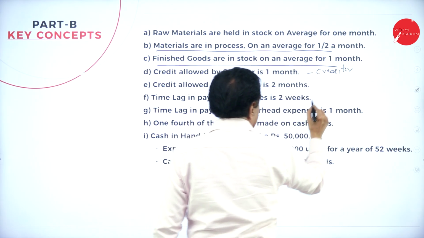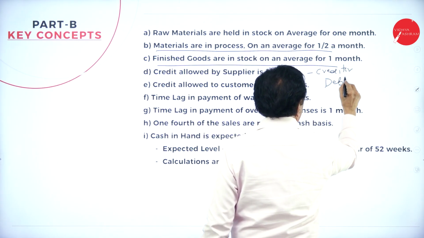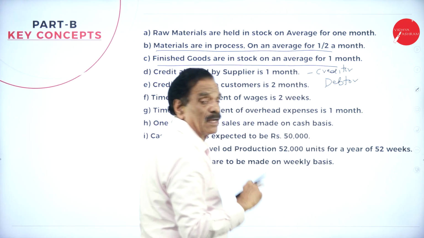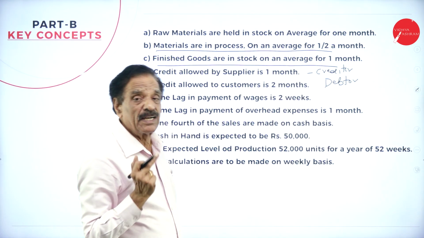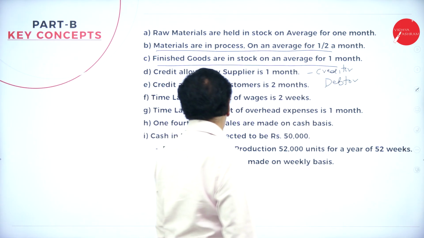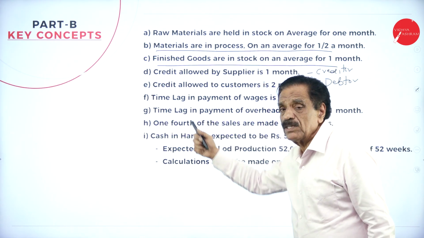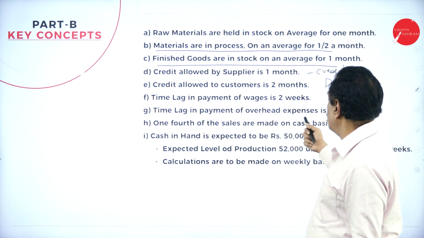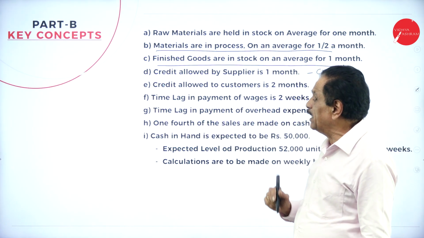Credit allowed to customer is called debtor. This you have to remember. Credit allowed by supplier is creditor. Credit allowed to customer is called debtor. Lag in payment of wages means outstanding. Lag in payment of overhead means outstanding.